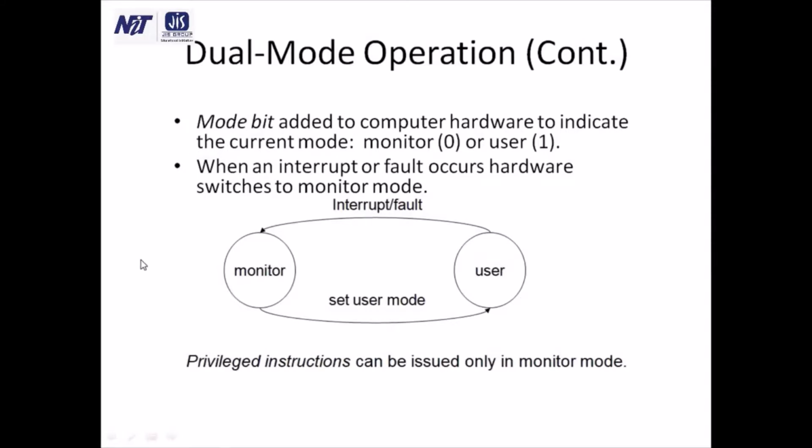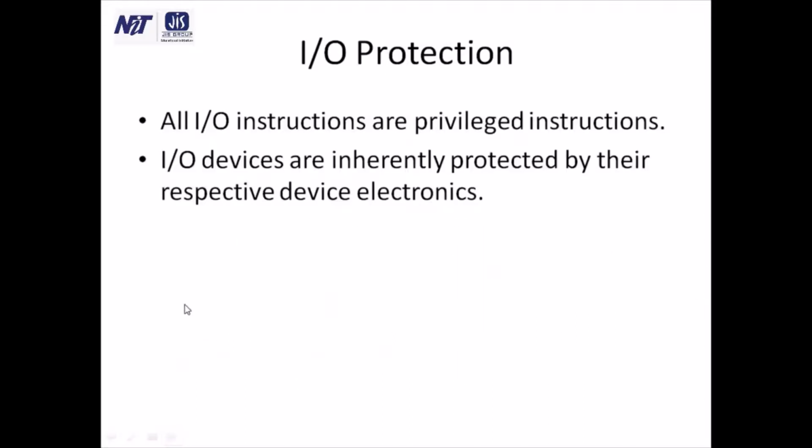Now, in dual mode operation, what happens? A mode bit is added to the computer hardware to indicate the current mode. For monitor mode it is indicated by 0, and for user mode it is indicated by 1. When an interrupt or fault occurs, the hardware switches to monitor mode. Okay, the diagram is shown in the picture. Now privileged instructions can be issued only in monitor mode. And I/O protection: all input-output instructions are privileged instructions. The input-output devices are inherently protected by their respective device electronics.